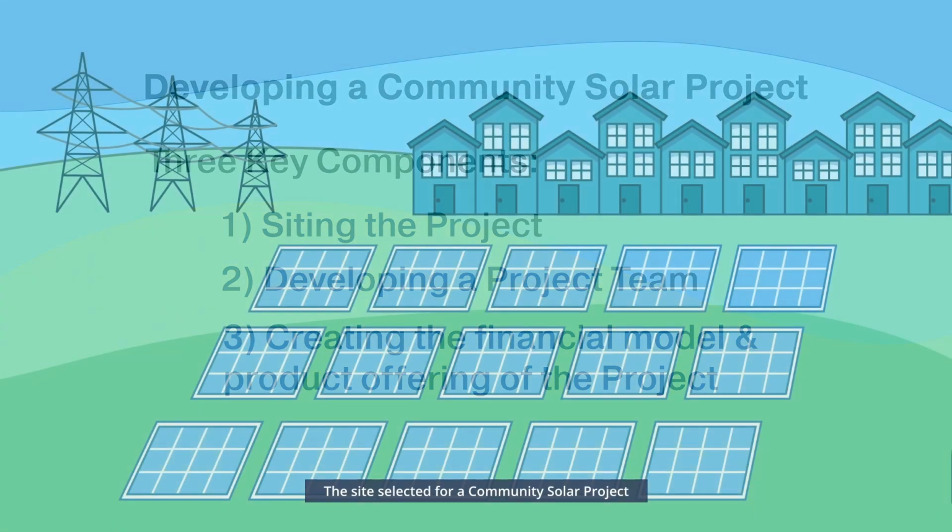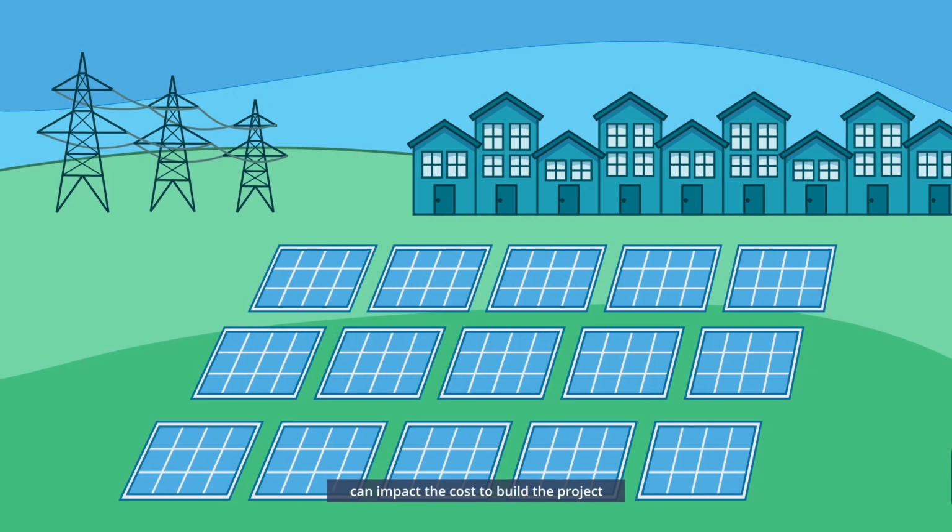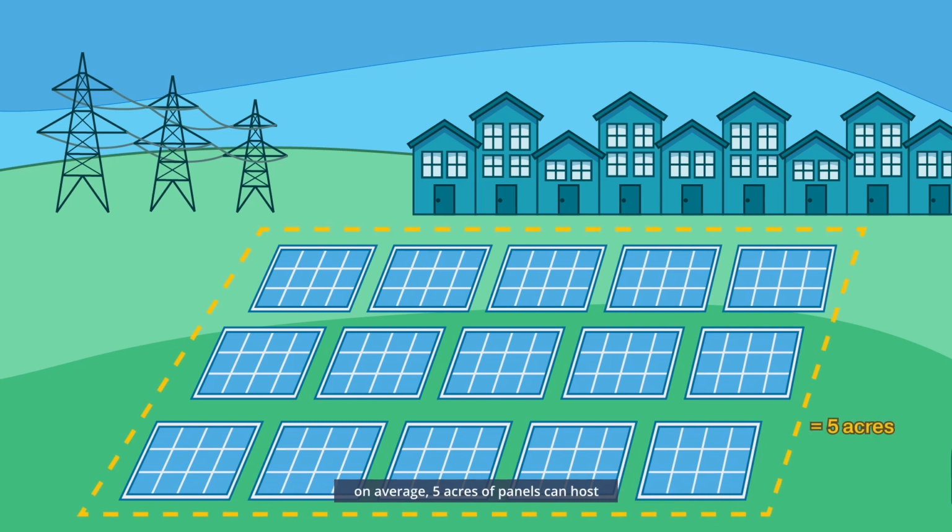The site selected for a community solar project can impact the cost to build the project and, consequently, the offering made to subscribers. While cost and generation abilities of any site depend on site conditions, on average 5 acres of panels can host photovoltaic panels representing about 1 megawatt of solar, which would typically serve 100 to 200 households.